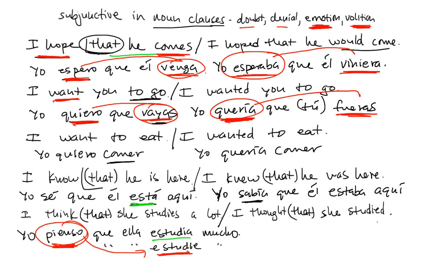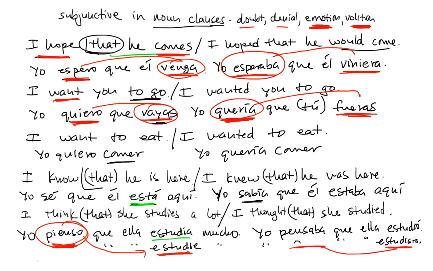And finally, I thought that she studied. Yo pensaba que ella. I thought that she studied. Okay, if there's certainty here, then it would just simply be estudió. If there's doubt, yo pensaba que ella estudiara. That would render doubt in pensar. Whereas the initial one, estudió, because that's in the indicative, does not show any doubt in the verb pensar. Okay?